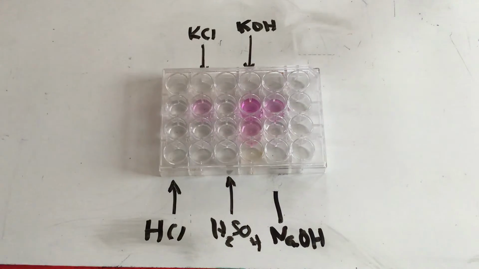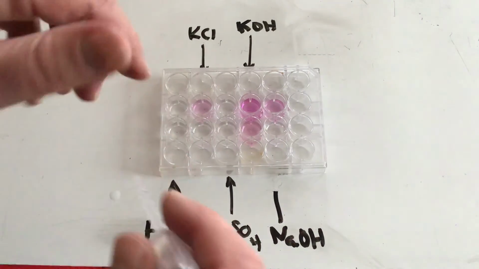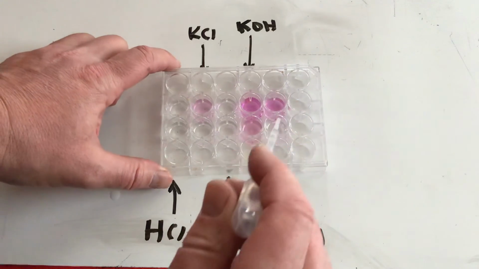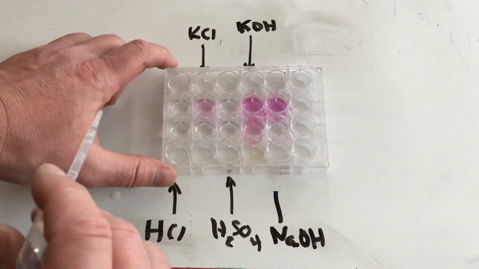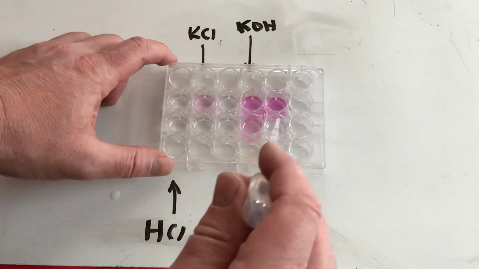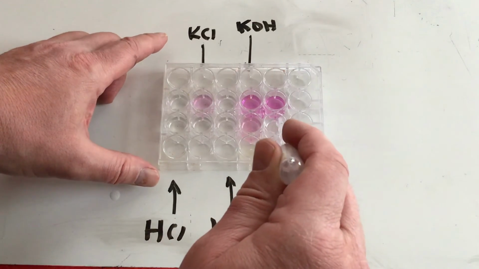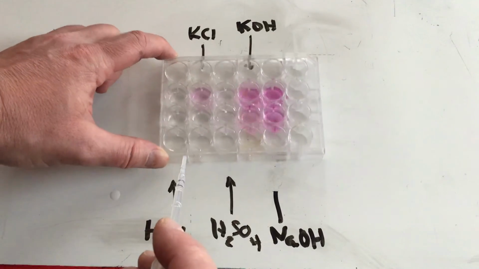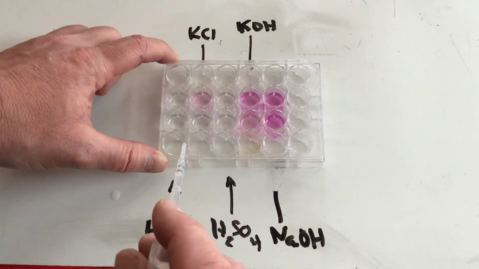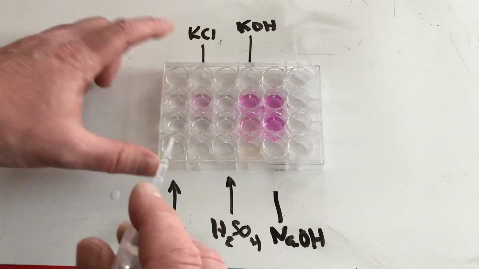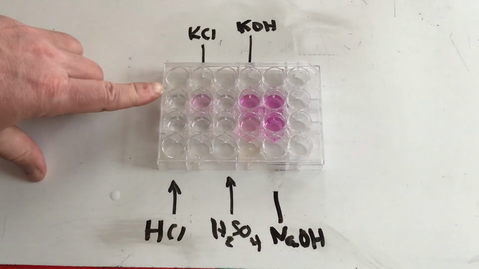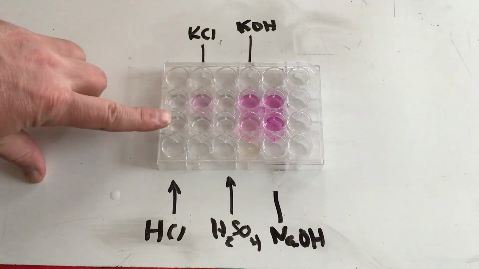And finally, we'll do it with some sodium hydroxide. Sodium hydroxide and the pink phenolphthalein. Okay, pink actually becomes a little more intense. A couple of drops here. You can see that the sodium hydroxide turns the solution pink.